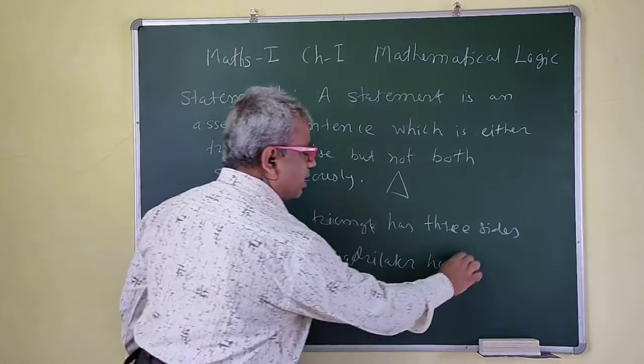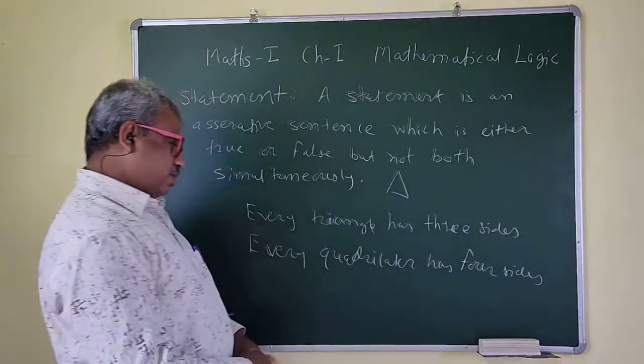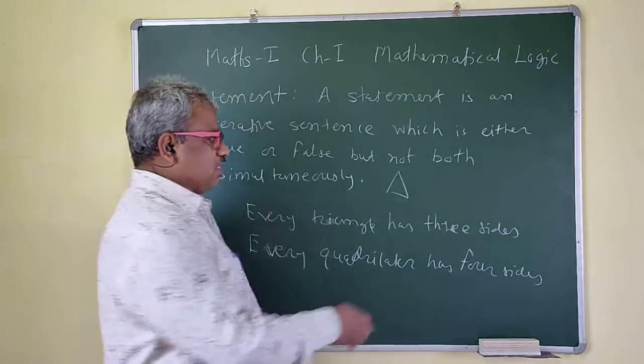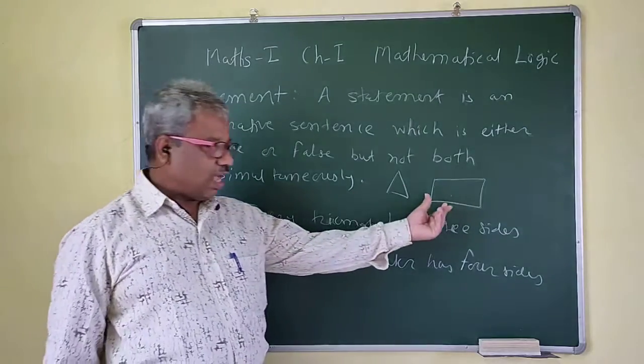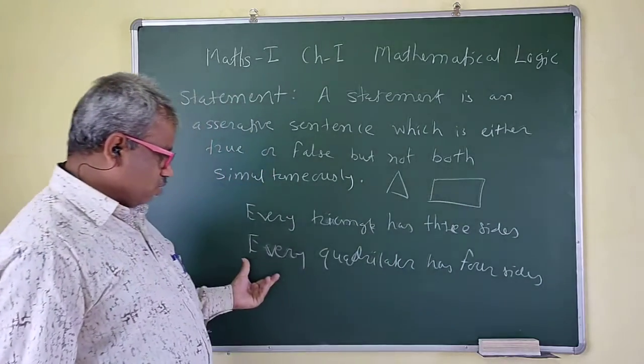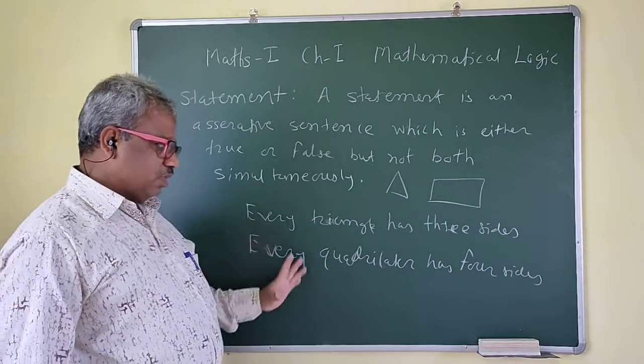Now, every quadrilateral has four sides. Again, a quadrilateral has four sides and four angles. So this is a statement because it is true.